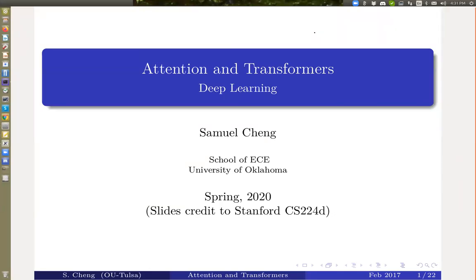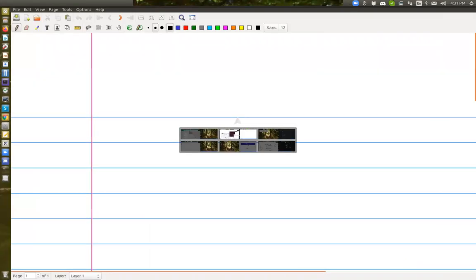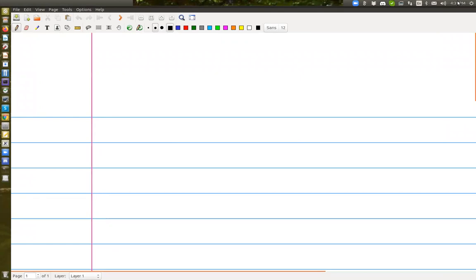Okay, we start talking about the attention model, but before that, I'd like to talk about the Word2Vec model first. So basically, if you remember, last time we talked about RNN, and one very important application of RNN is natural language processing.